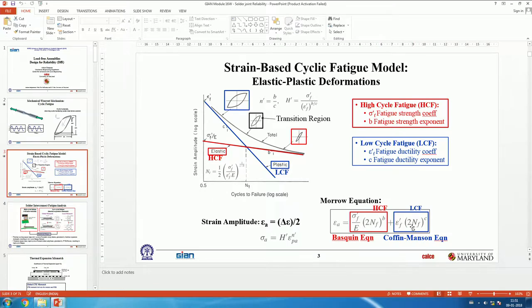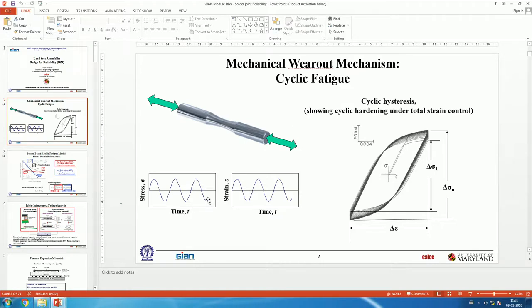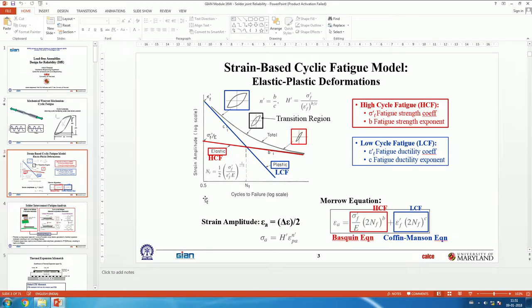For some models, it's time to failure. For some models, it's cycles to failure. And of course, if you know your cycle time, you can convert the cycles to failure to time to failure. So if you know in your product how many cycles per day you are accumulating, you can predict how many days the product will survive. Okay? So that is the basic fundamental concept of all physics of failure models.